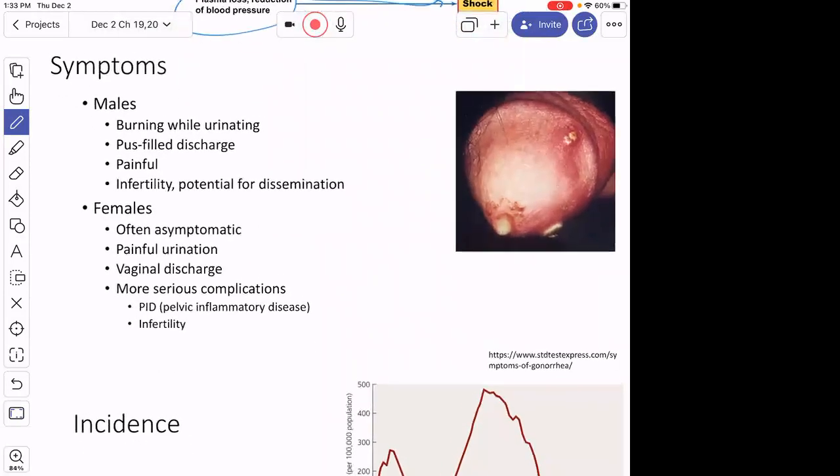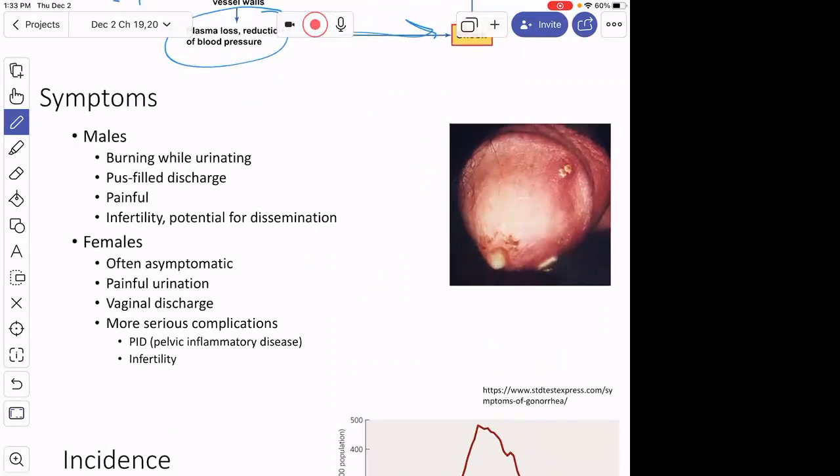So let's talk about some of the symptoms of gonorrhea, keeping in mind some of those virulence factors. Symptoms are very different depending on if we're talking about a male or a female. Males, burning while urinating. I've read that it's been described as like peeing fire. So sounds painful, pus-filled discharge. Because it's so painful, typically males will seek treatment. And the incubation time here is usually somewhere between 2 and 7 days after exposure. Okay, so they typically will seek treatment, get on some antibiotics, and get rid of it.